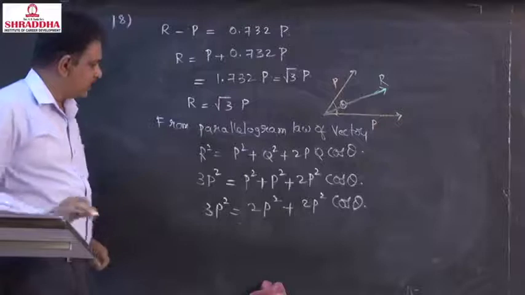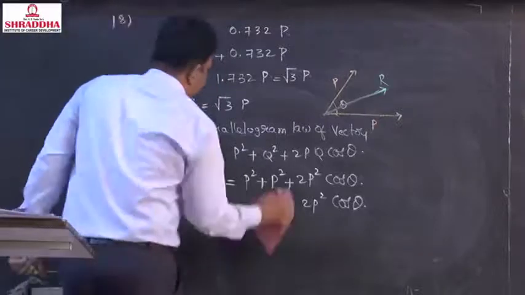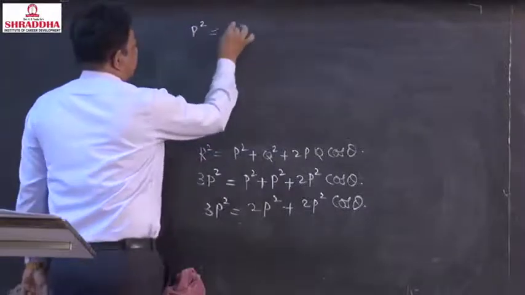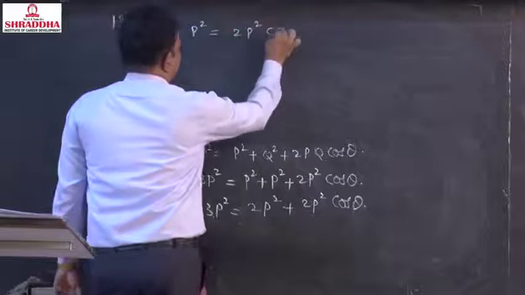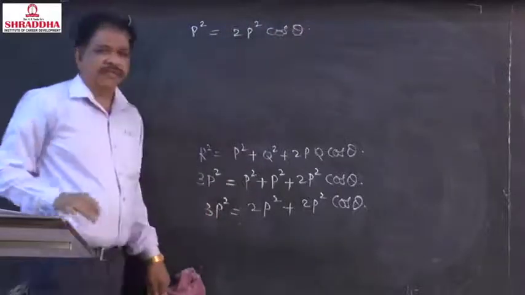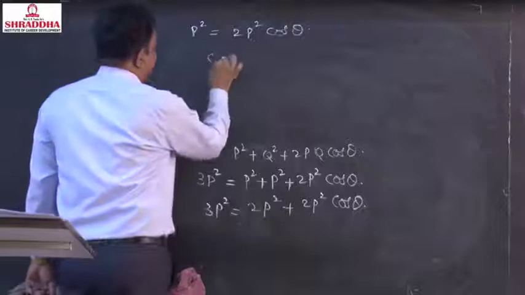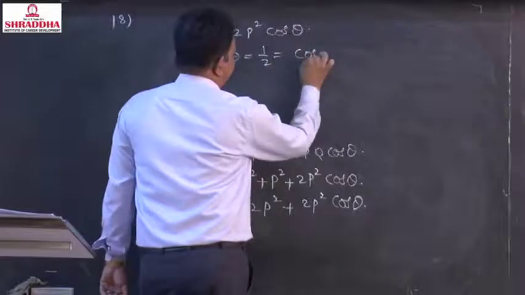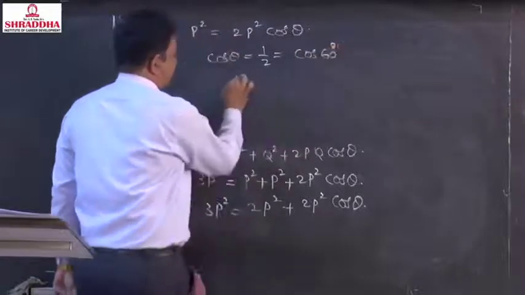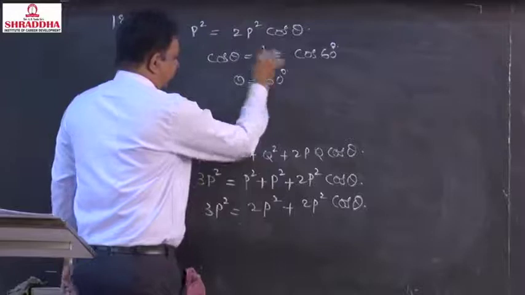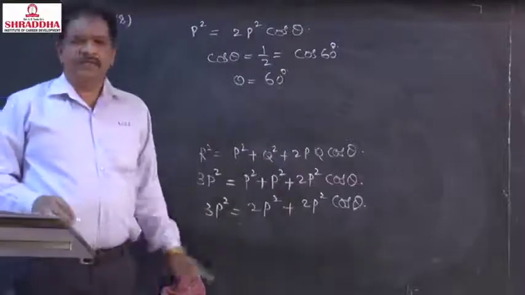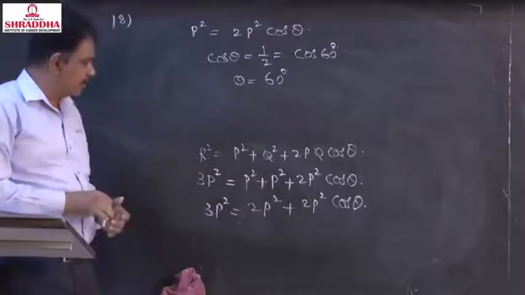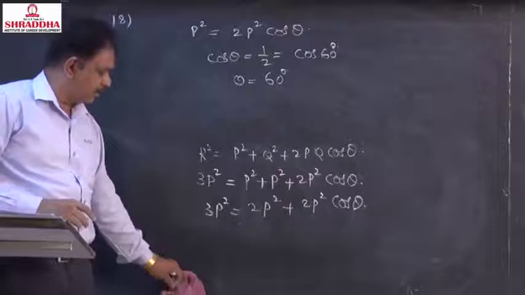Bring this one to this side. Then what will we get? I am writing here. P square is equal to 2P square cos theta. Then cos theta is equal to 1 by 2, cos 60 degrees, theta is equal to 60 degrees. So the angle between the two vectors is equal to 60 degrees we got.